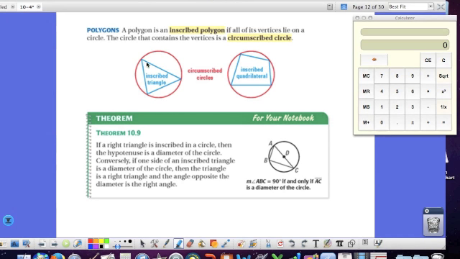A polygon is an inscribed polygon if all of its vertices lie on a circle. The circle that contains the vertices is a circumscribed circle. So these red circles are circumscribed. This has an inscribed triangle. This has an inscribed quadrilateral.